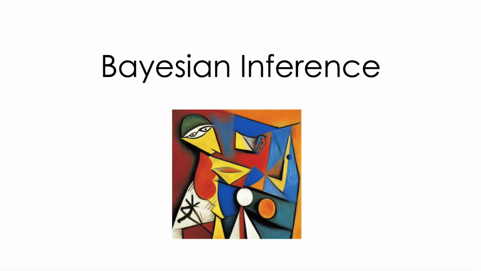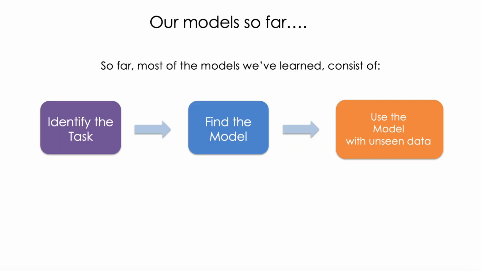Hi everyone, in this video we're going to see the basics of Bayesian inference. So far in general what we do in machine learning is to first identify the task, then after we decide what is the task we will use to approach a given problem, we find the best model for it. And finally, whenever we get new unseen data, we just use the same model we found.